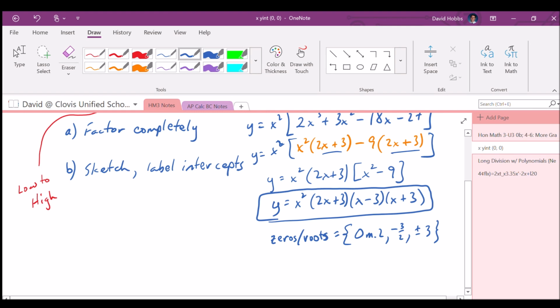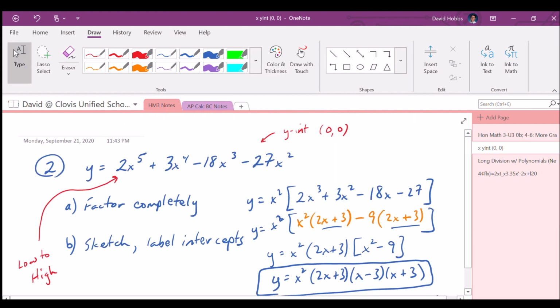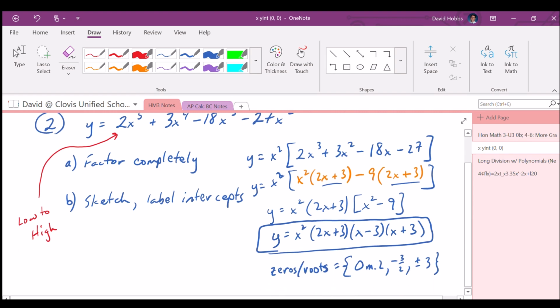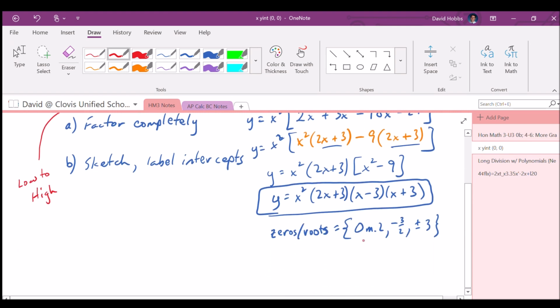Okay, so now this problem is a 5th degree, and so therefore there must be 5 zeros, 5 roots. Have we accounted for them all? Well, 0 counts twice, so 1, 2 for 0, 3, 4, 5. We've got all 5 roots. How many distinct x-intercepts?